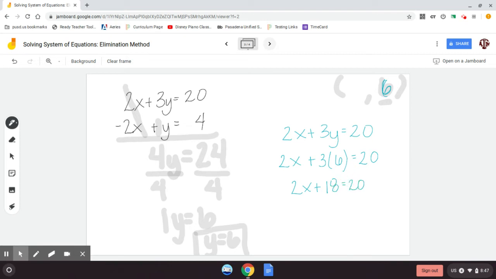Okay. And then we need to get rid of both the 2 in front of the x variable, and we need to get rid of the 18. We get rid of what's not attached to the variable first, so we're going to get rid of the 18. It's a positive 18, so I get rid of it by subtracting 18. If I do that to one side, I have to do it to the other.